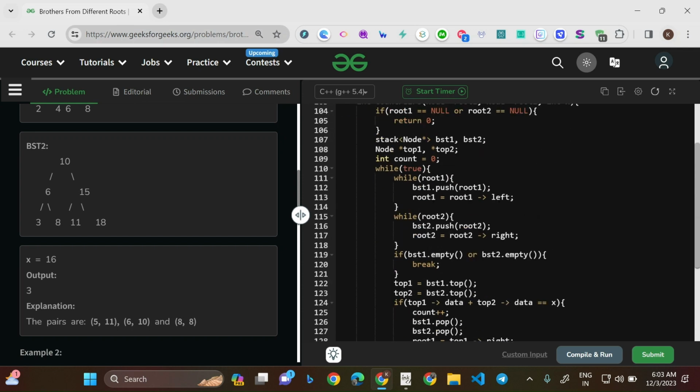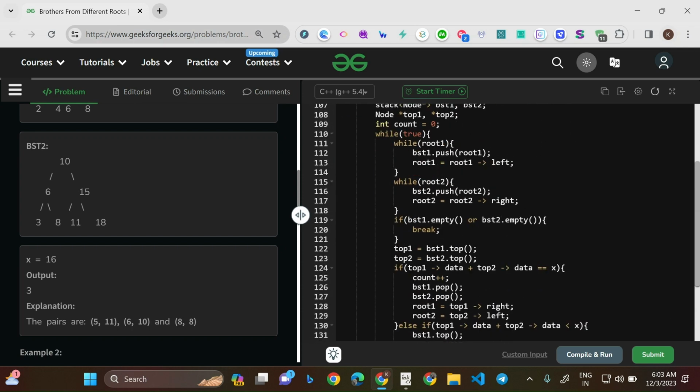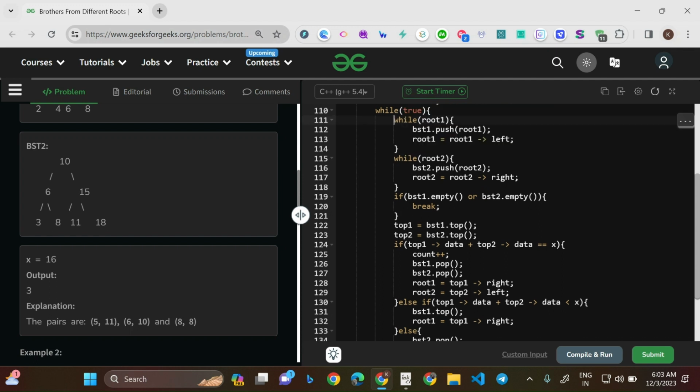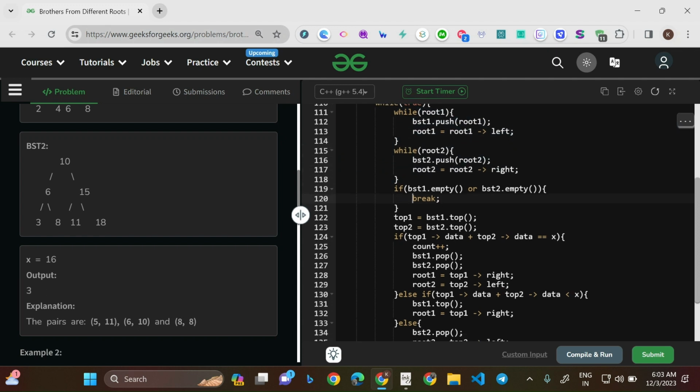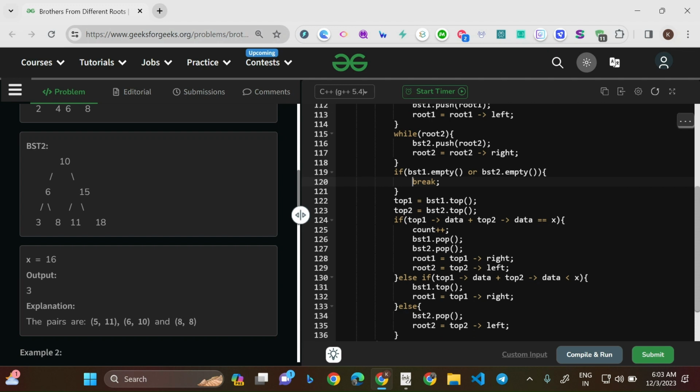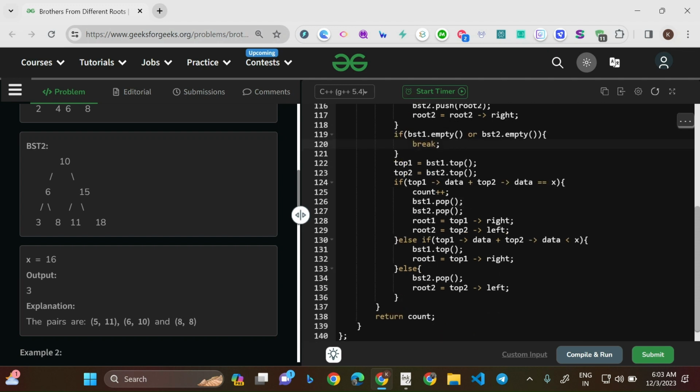I hope you people understood. So we are taking the stacks first, we are taking the top pointers. Initially we push all the left elements of BST1, like the stack for root1, and then the right side elements for root2. If any of them is empty, that means we have explored all the elements, so break. Top1 is BST1.top, top2 is BST2.top, and if their sum turns out to be the target x, count plus plus, remove the elements from the stack, and go to the right side of the first tree and the left side of the second tree. And if it's less than x, you need to pop out the first element of stack 1 and go to the right side.